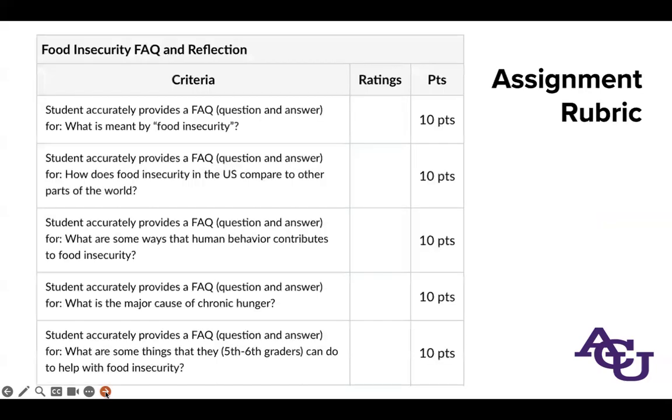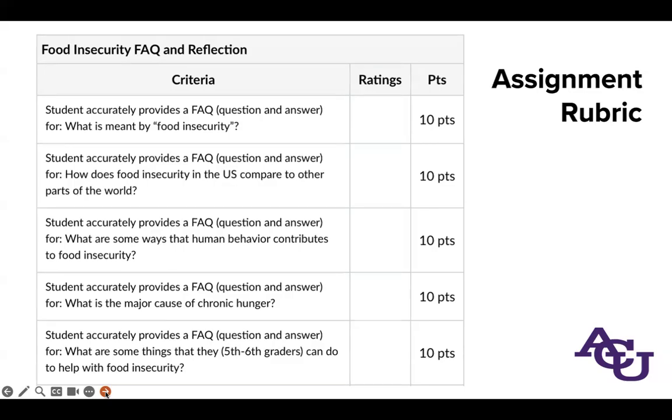I'll quickly run through the assignment rubric. The first part of it is equal: 10 points for the student accurately providing an FAQ question and answer on what it means for food insecurity. The student accurately provides an FAQ question and answer: What is food insecurity in the US compared to other parts of the world? Accurately provides an FAQ question and answer on what are some ways that human behavior contributes to food insecurity.